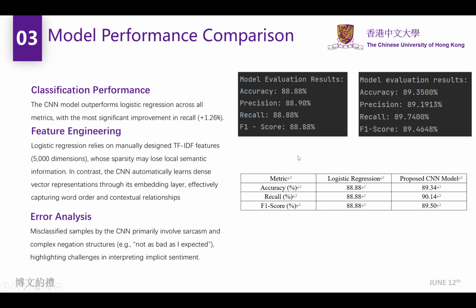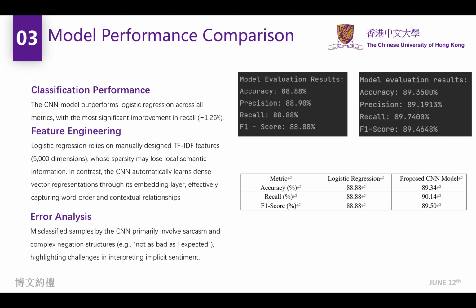The pictures are results of 2 models, and the table is their figures. Classification performance: the CNN model outperforms logistic regression across all metrics, with the most significant improvement in recall. Feature ability: logistic regression relies on manually designed TF-IDF features, whose sparsity might lose local semantic information in context. The CNN automatically learns dense vector representation through its embedding layer, effectively capturing word order and context relationship.